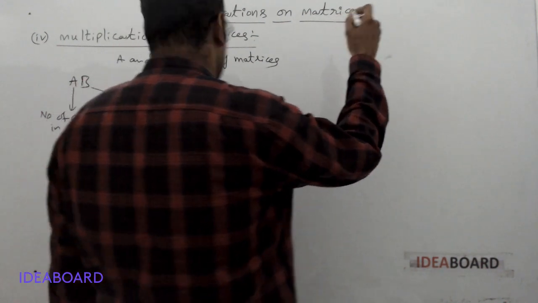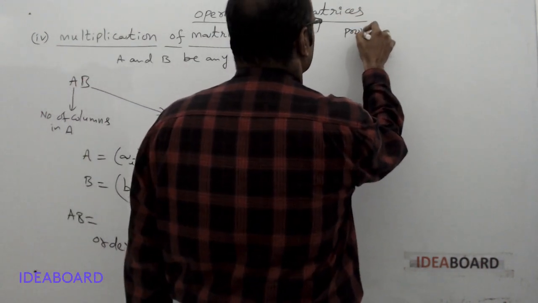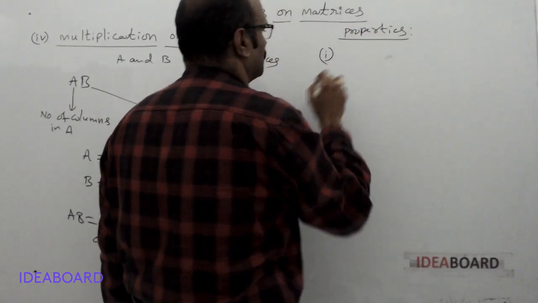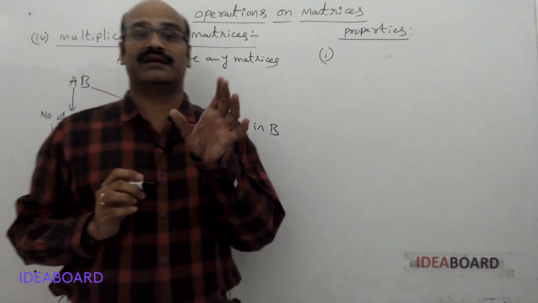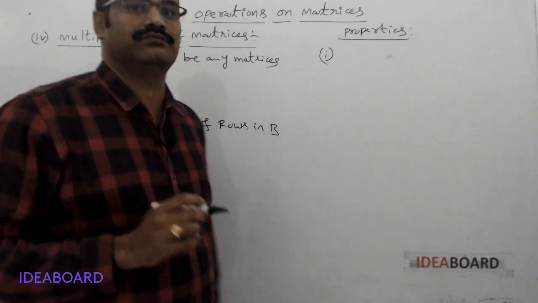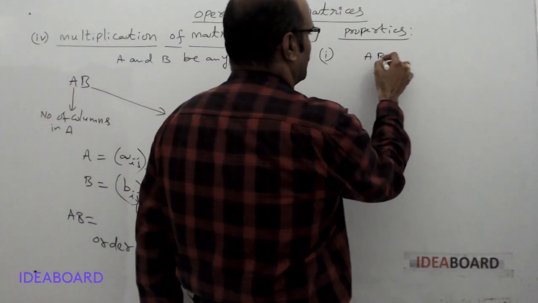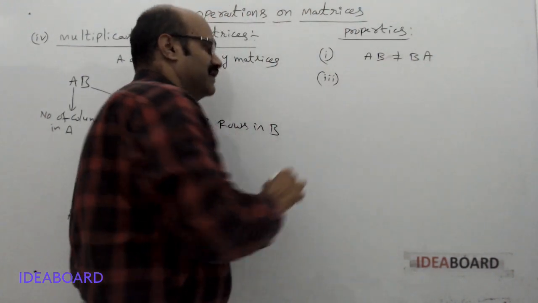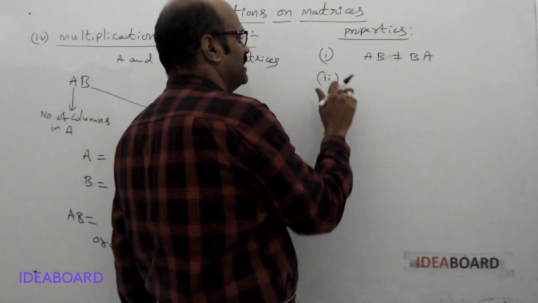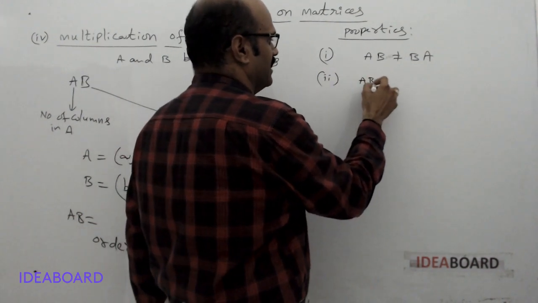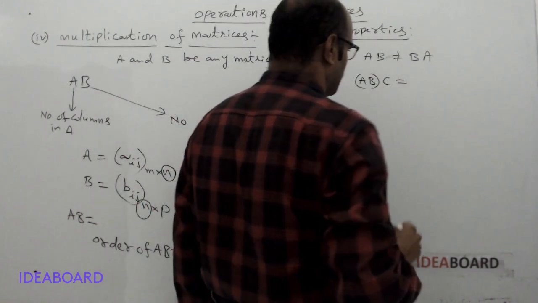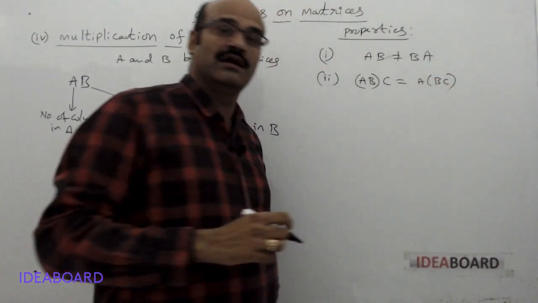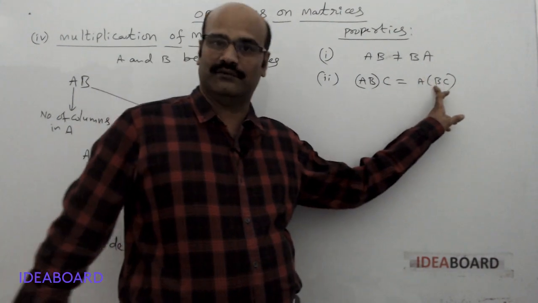Now, properties. 1. Matrix multiplication is not commutative. AB is not equal to BA. If A, B and C are any three matrices, then AB into C is always equal to A into BC. This is called associative law.